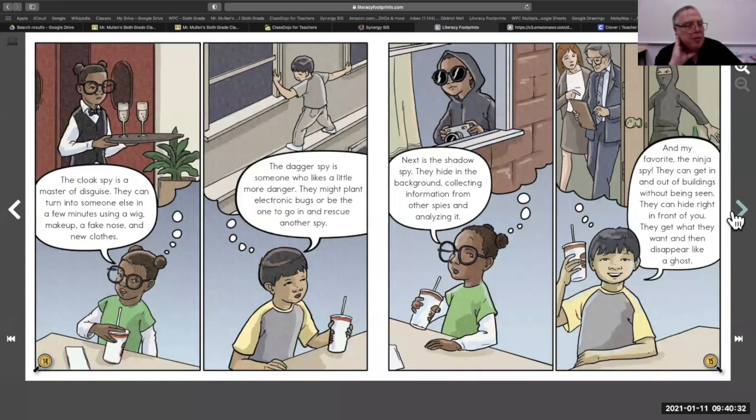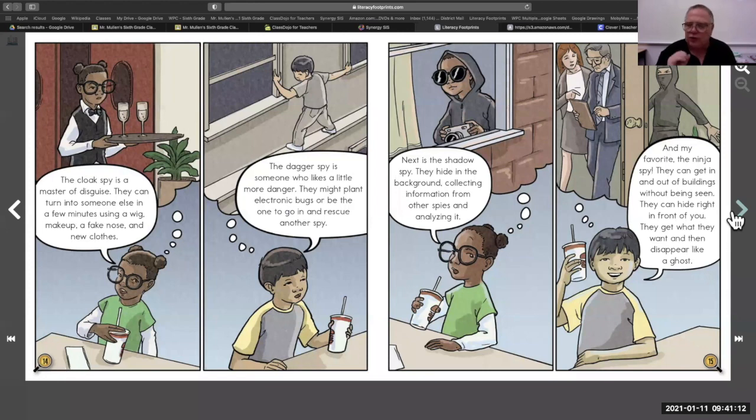The cloak spy is a master of disguise. They can turn into someone else in a few minutes using a wig, makeup, a fake nose, and new clothes. The dagger spy is someone who likes a little more danger. They must plant electronic bugs or be the one to go in and rescue another spy. Next is the shadow spy. They hide in the background, collecting information from other spies and analyzing it. And my favorite, the ninja spy, they can get in and out of buildings without being seen. They can hide right in front of you. They get what they want and then they disappear like a ghost.